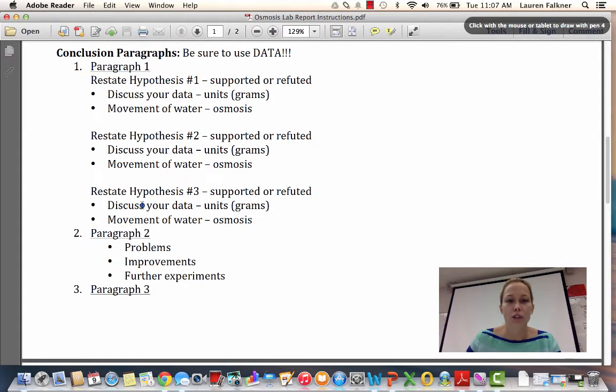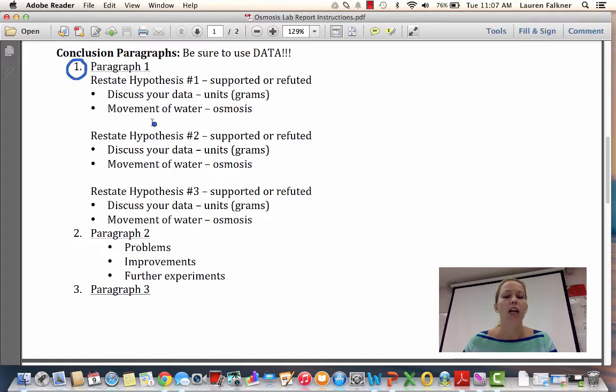All right, your conclusion paragraphs. You're going to have 3 conclusion paragraphs, and that's in that packet that I gave you that has the lines on it, and it also has the rubric that I'm going to be using to grade attached. Your conclusion paragraphs. Be sure to use data. Okay? You're primarily going to be using data in the first paragraph. So for paragraph 1, take a look up here.